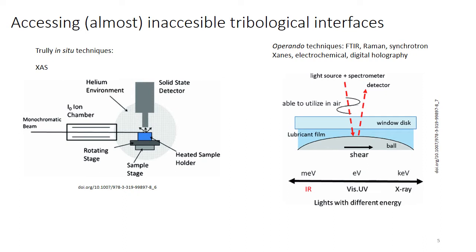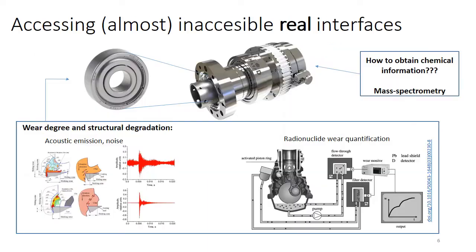These techniques are only suitable for laboratory characterization of some certain processes which can be characterized using these transparent materials or window disk. But what about the real situation or real material combinations, which usually are metals or ceramics, which are not transparent for the selected wavelengths?